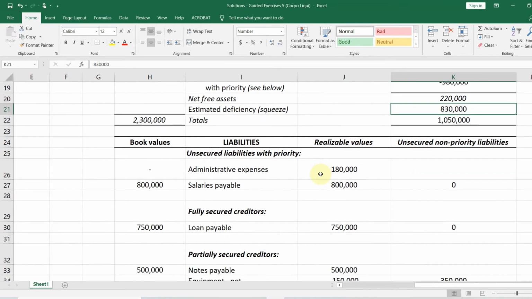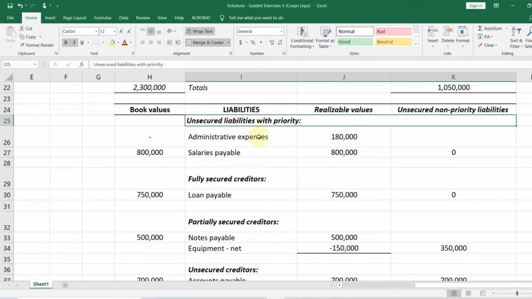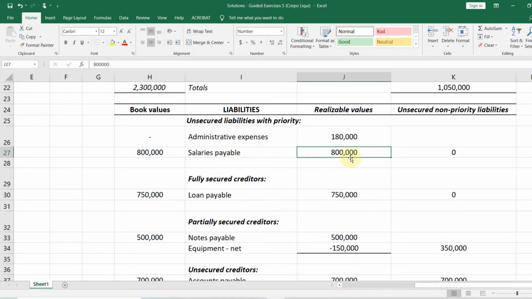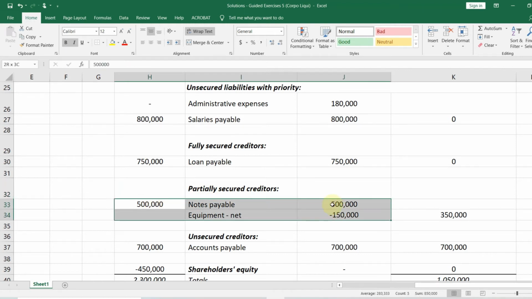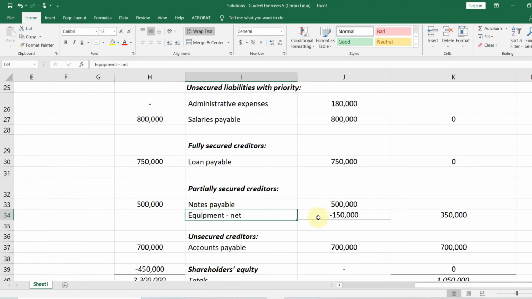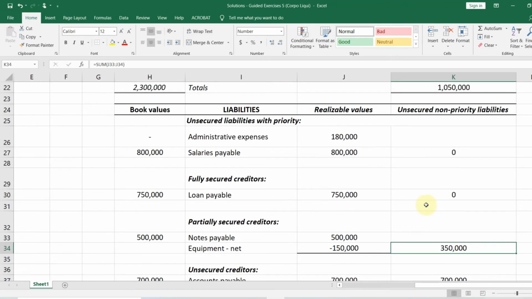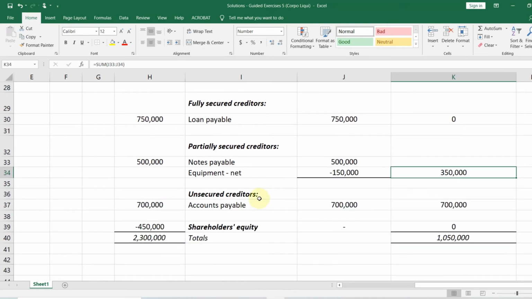Next, you get to the liabilities part. Same as before: book values, liabilities, realizable values, and for unsecured non-priority liabilities, you put first the unsecured liabilities with priority: administrative expense, you have 180, salaries payable 800, book value, and 0 for unsecured non-priority liabilities. Then you follow it by fully secured creditors, the loan payable of 750, then the partially secured creditors, 500 note payable. Less the equipment pledged at 150, you'll get 350 for the unsecured non-priority liabilities.